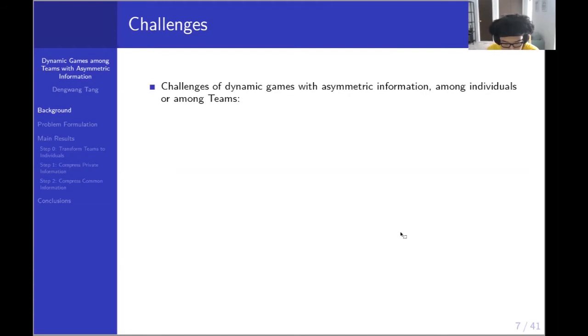So the general problems we are dealing with are dynamic games among teams with asymmetric information. Now let me talk about the challenges associated with this problem. At each time, agents' decisions do not only affect the current payoffs, they also affect what agents know in the future. So this is the interdependence of decision and information over time.